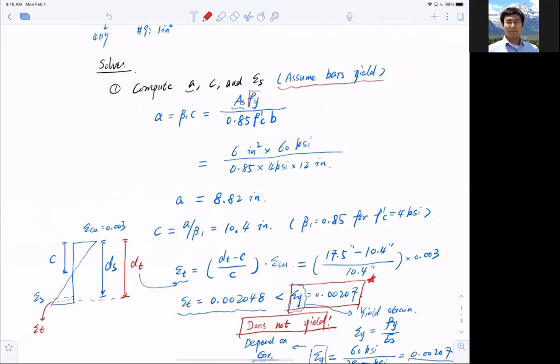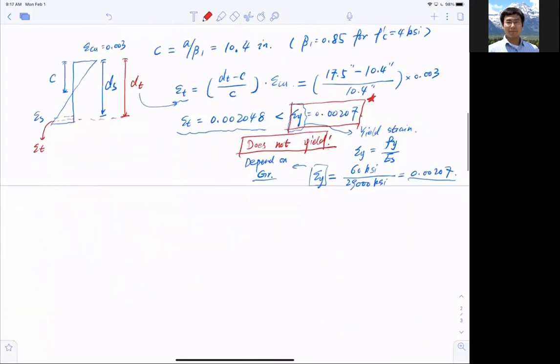I used it here first. And what is that? That is basically the tension from the steel, As Fy. When I started this whole analysis, I assumed that the steel yields, so I used the yield strength of the steel to get my tension force. Now, I just proved that it does not yield. My assumption does not hold.